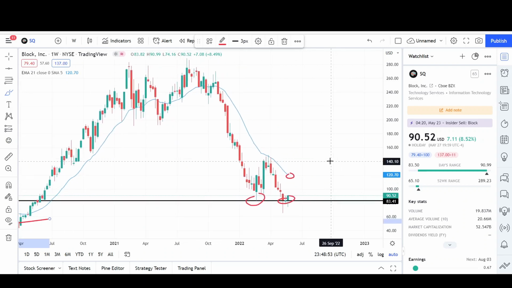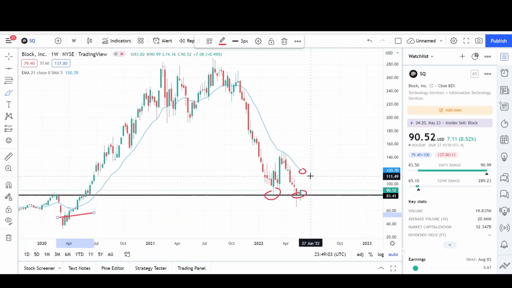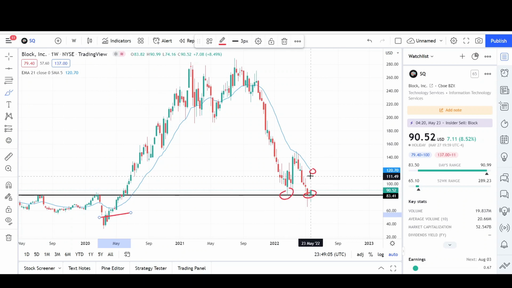But as right now, it does look like in the short term we're going to be seeing higher prices. I would say at least the $100 level, and if we can break that, I would say the 120 level is next. And I'll give you guys an update if anything else changes. But that's my analysis for Block.